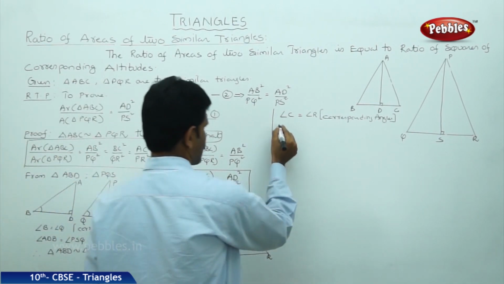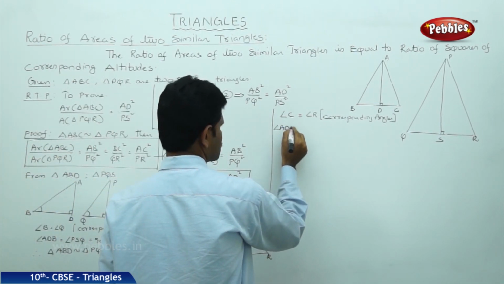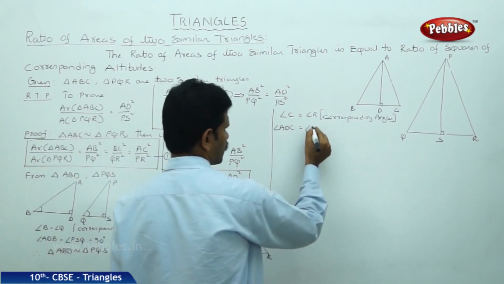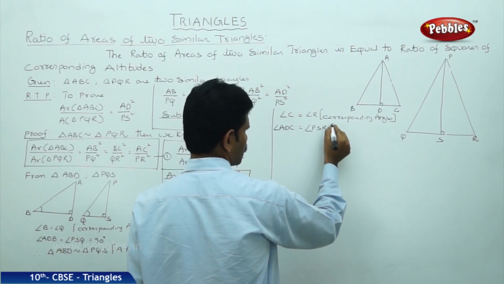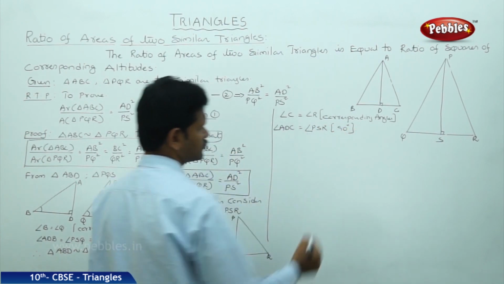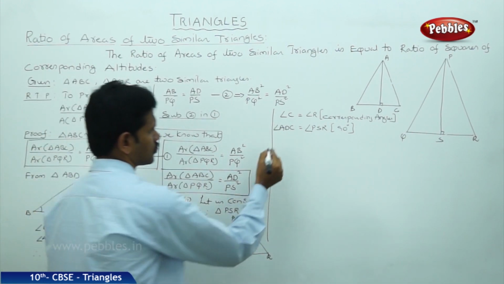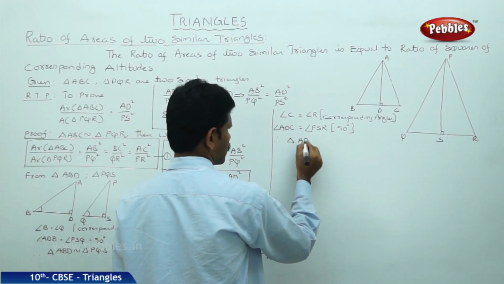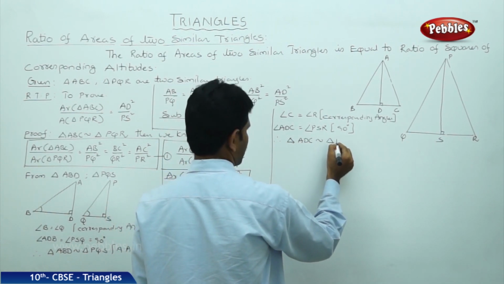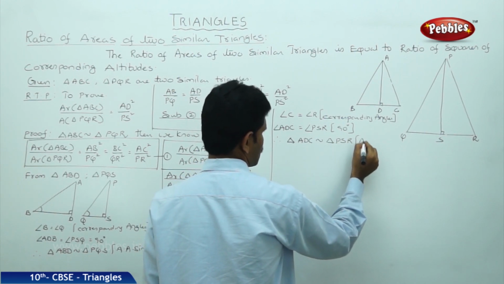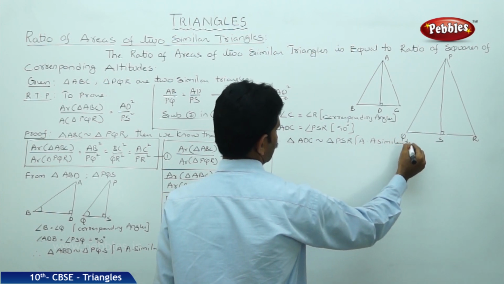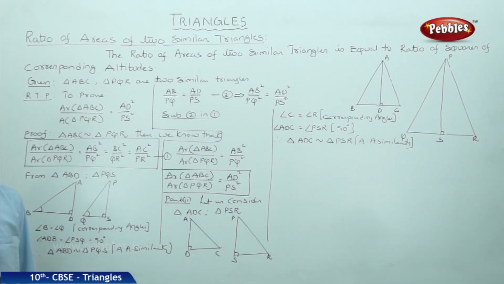And angle ADC is equal to angle PSR. Angle PSR, reason 90 degrees. Therefore, these two triangles are similar, that is, triangle ADC is similar to triangle PSR. Reason, angle similarity. By angle similarity, these two are similar.